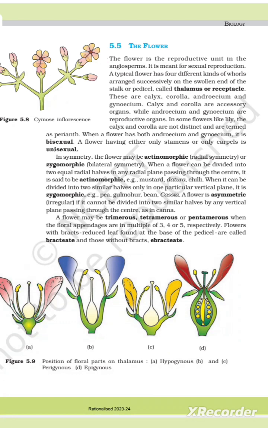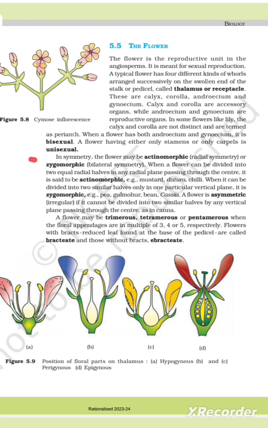5.5 The flower. The flower is the reproductive unit of an angiosperm. It is meant for sexual reproduction. A typical flower has four different types of whorls arranged successively on the swollen end of the stalk or pedicel, called thalamus or receptacle. These are calyx, corolla, androecium, and gynoecium. Calyx and corolla are accessory organs, while androecium and gynoecium are reproductive organs. In some flowers like lily, the calyx and corolla are not distinct and are termed perianth. When a flower has both androecium and gynoecium, it is bisexual. A flower having either only stamens or only carpels is called unisexual.